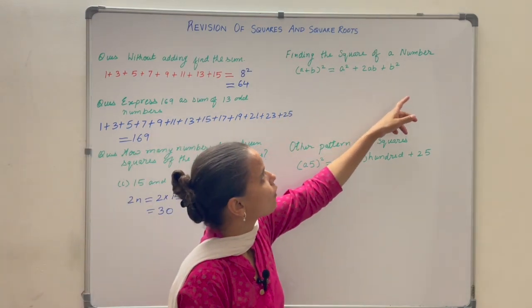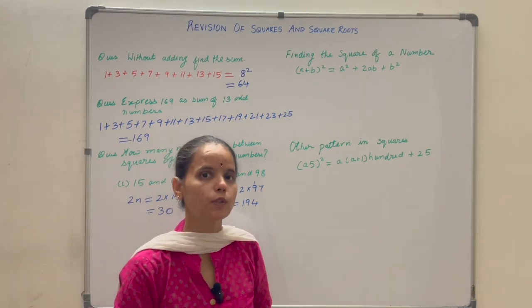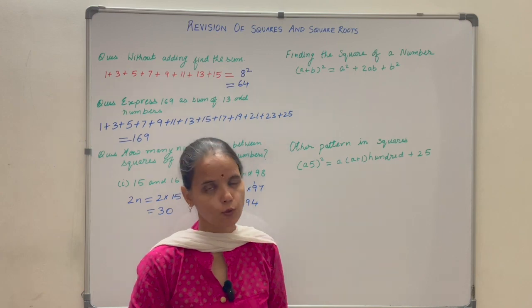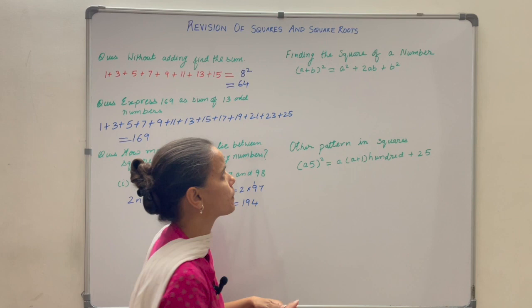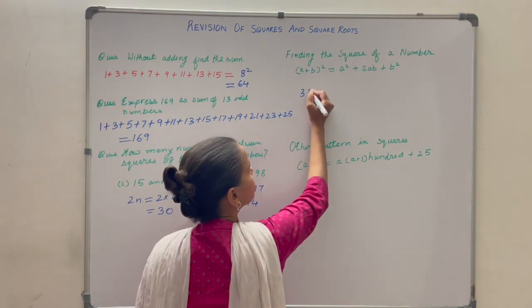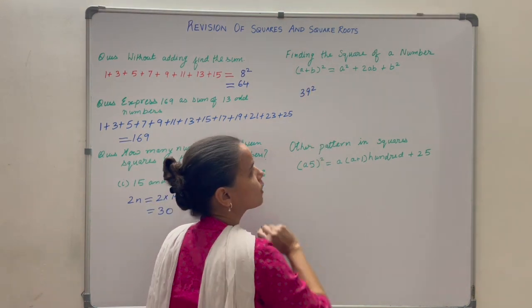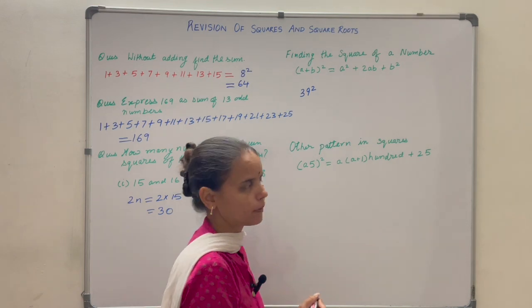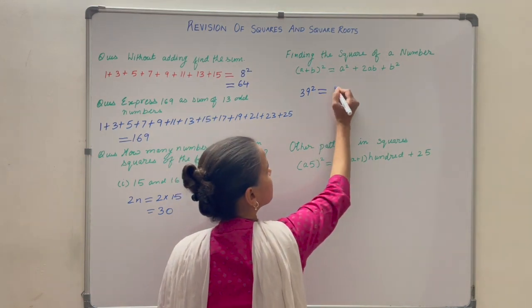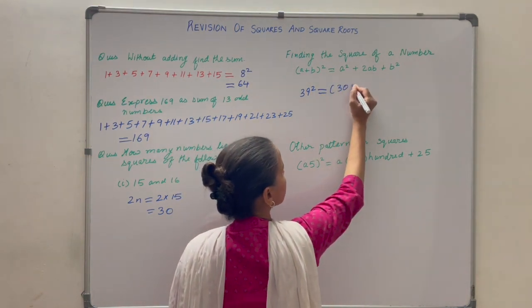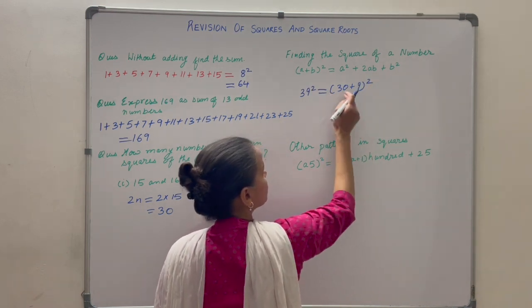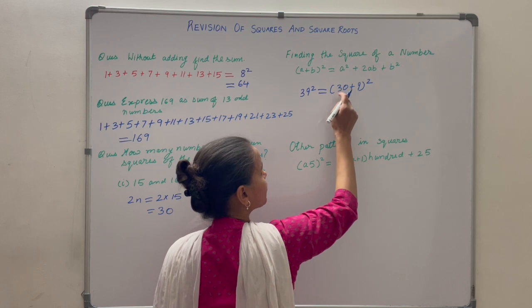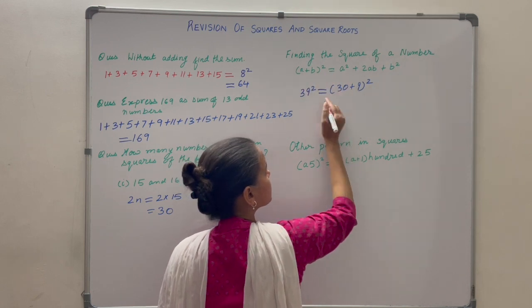Finding the squares of a number. If you have to find out the square of a number without doing actual multiplication, then you can use this formula. For example, you have to find out the perfect square of 39 without doing actual multiplication. So we can express 39 as (30 plus 9) whole square. Now we are going to use this formula. So a is 30 and b is 9.